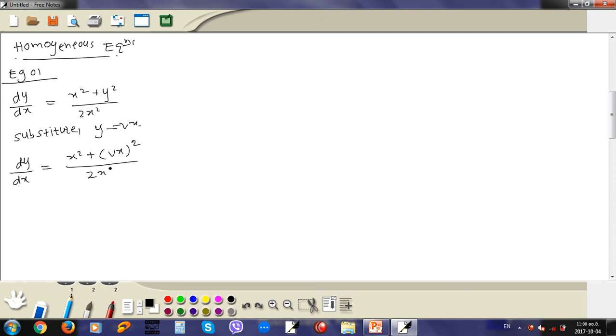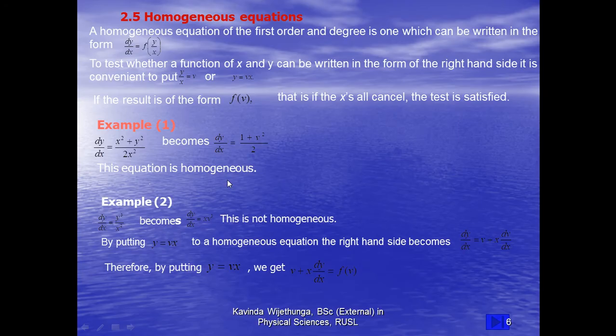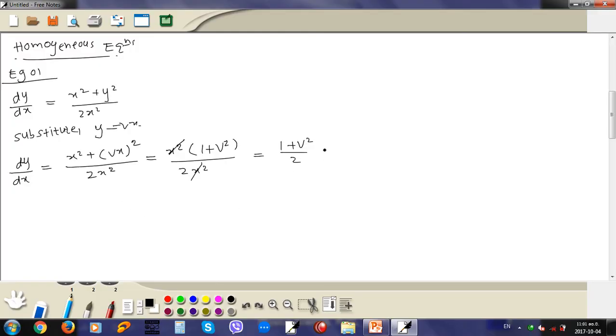over 2x squared, equals, so here x squared is common, no? x squared is common here, 1 plus v squared over 2x squared. So x squared and x squared cancel, then the answer comes as 1 plus v squared over 2. So according to the theory, if you substitute y equals vx, the result should be of the form f of v. It means all the x terms should be cancelled, and the final answer should be a function of v. Yes, that happened. This is a function of v.